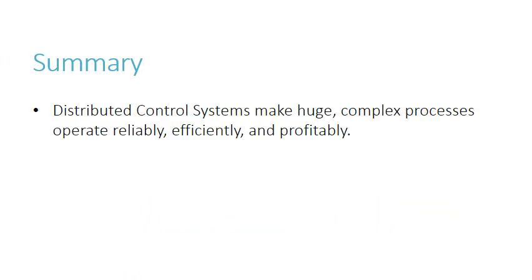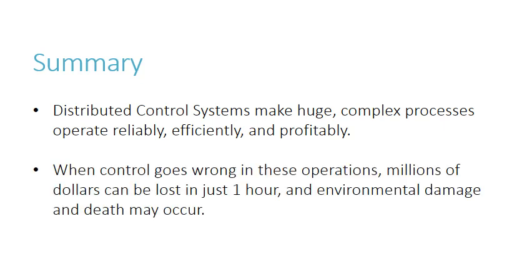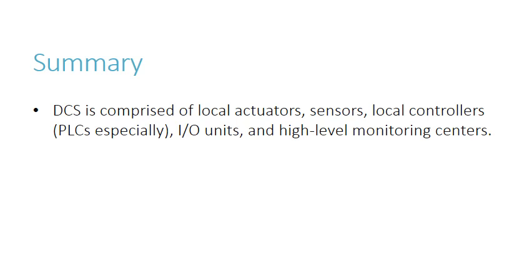So in summary, distributed control systems are used by big companies in heavy industry to make their processes operate efficiently and profitably. When it goes wrong, safety is what we're talking about. Control is not only in control of efficiency, it's also in control of safety, and we're dealing with potentially dangerous processes with high temperatures and so on. Millions of dollars can be lost if these systems go wrong, and certainly if safety critical systems go wrong, you could have environmental damage and death.